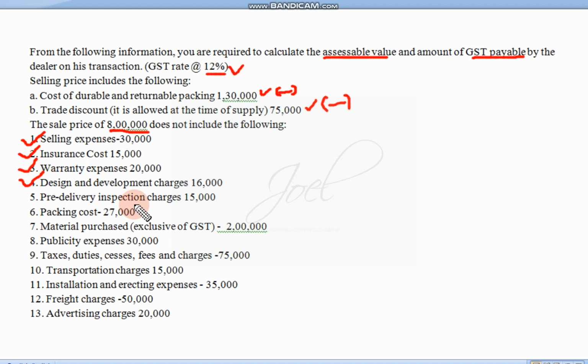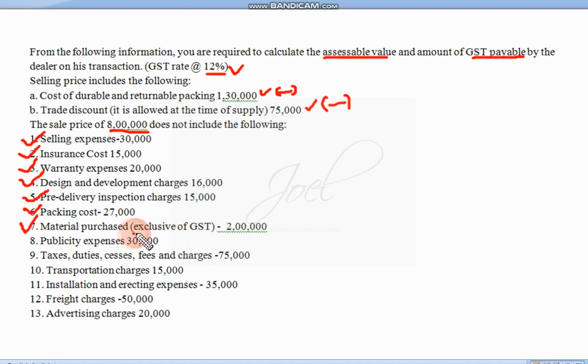Yeah, mandatory inspection. For that there are expenses, charges, so that is supposed to be considered, it is considered. Packing cost, definitely we have to consider. Material purchased, see, material purchased is rupees 2 lakh and that materials are used in the product, so that's why we are considering it. Now we have one option of getting input tax credit.